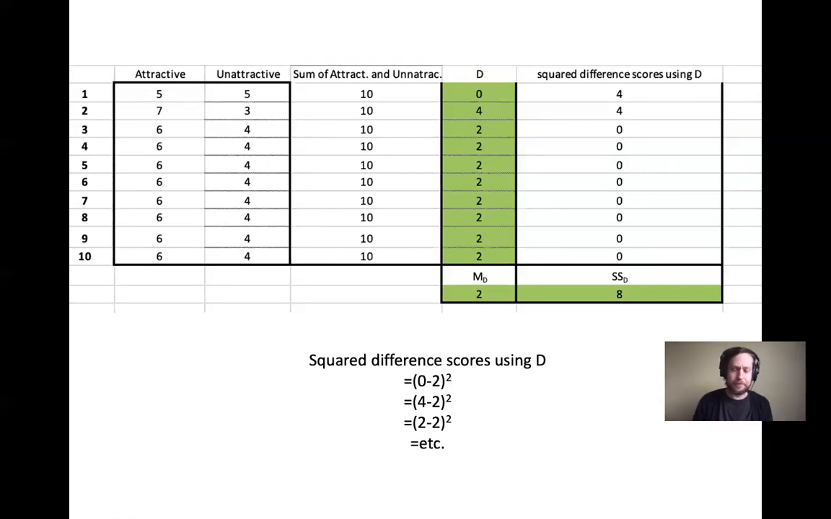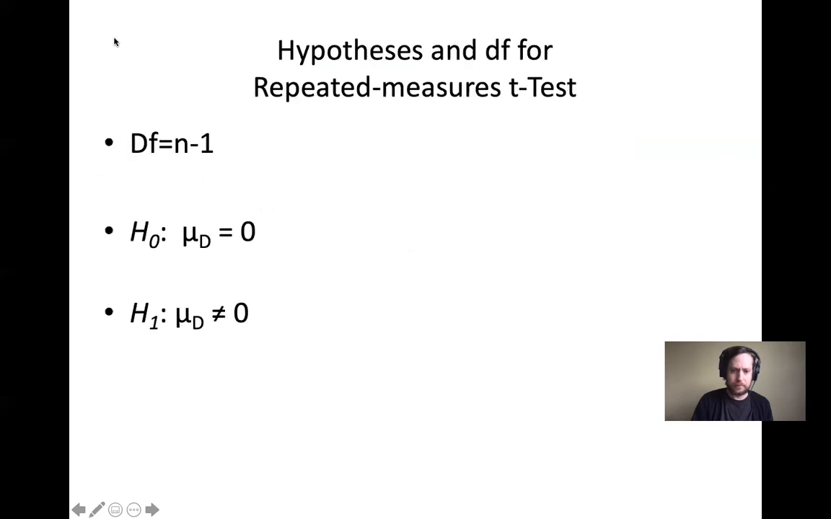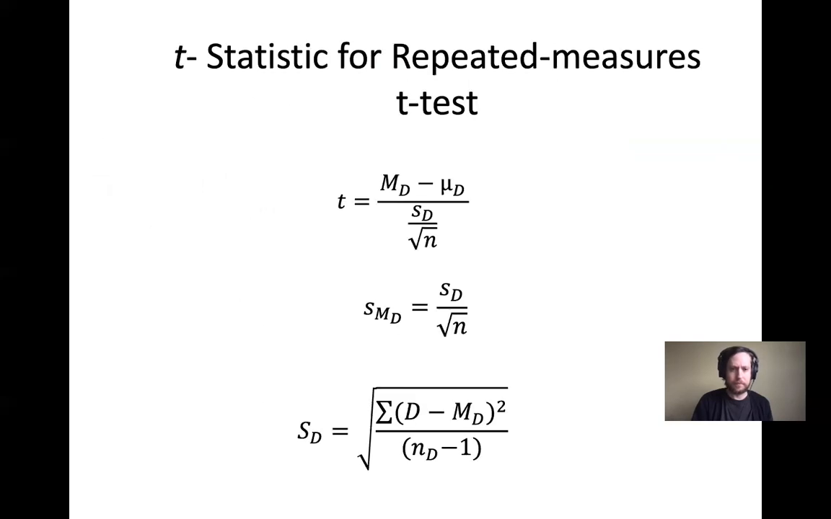Repeated measures t. Let's go back to our formula real quick. We need to get this M sub D, and we need to get the standard deviation right here. We already know what this number is going to be. Mu sub D in every repeated measures t-test will always be 0.